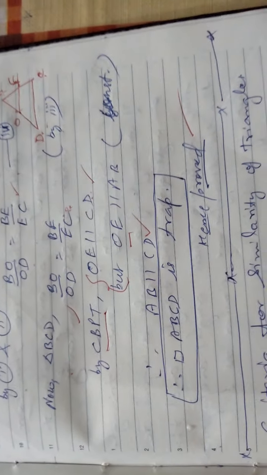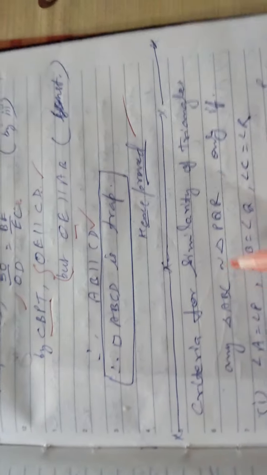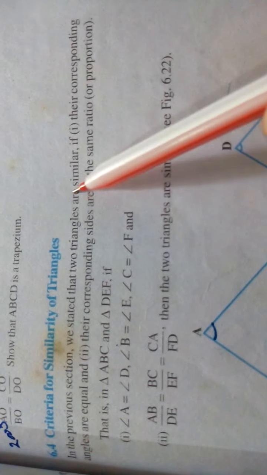In a quadrilateral, if one pair of opposite sides is parallel, then it is called a trapezium. Hence proved. Now criteria for the similarity of triangles. It is the topic given.